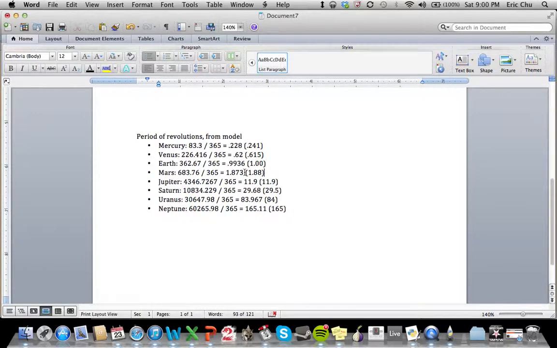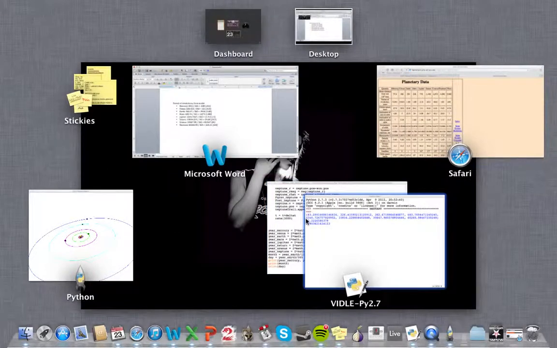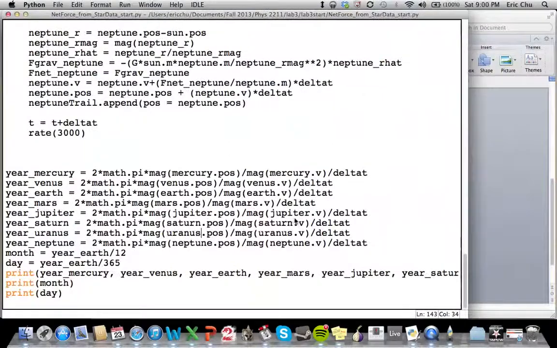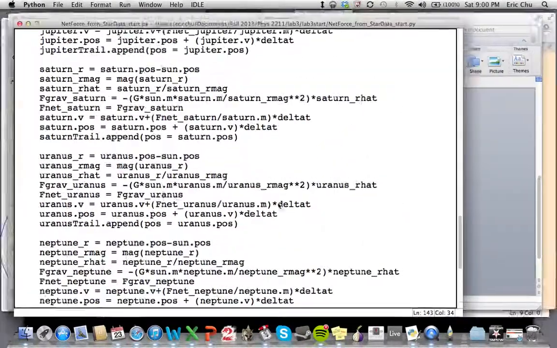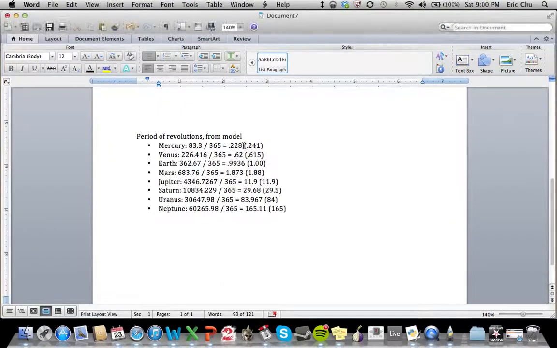But why don't they match up perfectly? Well, since the orbits of all the planets are elliptical instead of circular, the position of the planet relative to the sun may be off. So that's why sometimes there will be a slight deviance for the revolution of the planet.